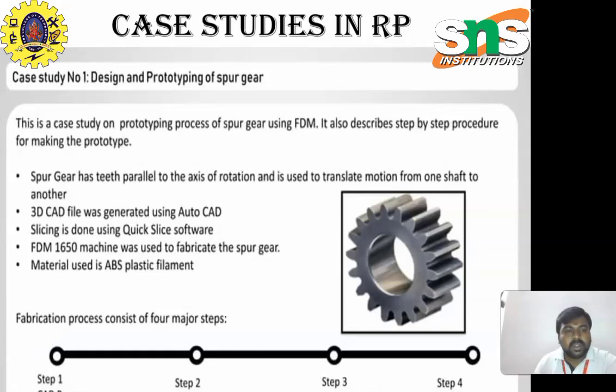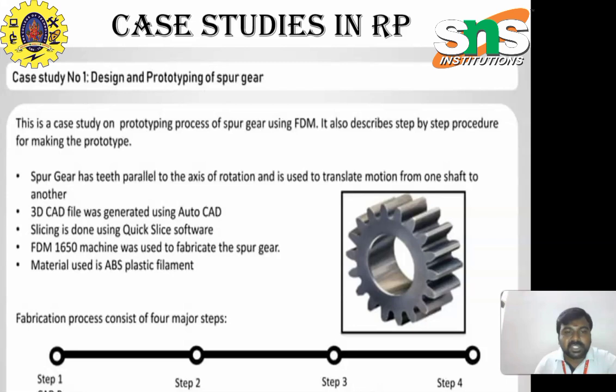Hello everyone. In this video I am going to discuss some case studies in the rapid prototyping method. Case study number 1 is the design and prototyping of a spur gear. This is a case study on the prototyping process of a spur gear using the FDM, that is fused deposition modeling method. It is one type of rapid prototyping method. It also describes the step-by-step procedure for making the spur gear prototype.